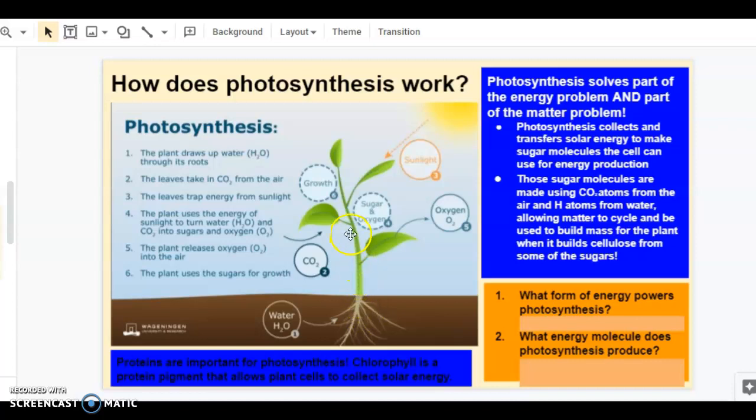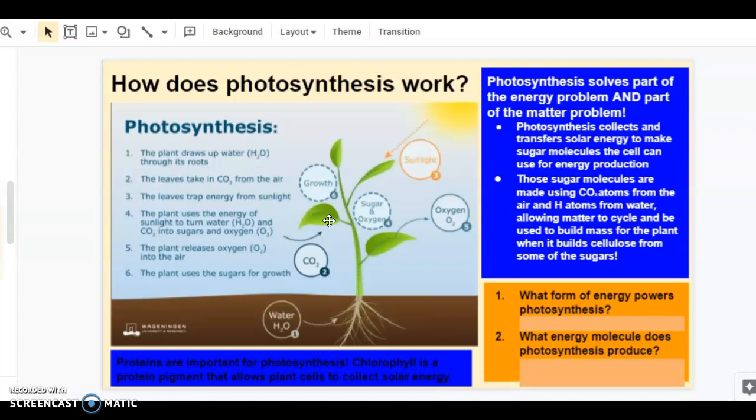That water moves up, up, up through the plant and into all the cells of the plant. At the same time, the leaves are taking in CO2 from the air, coming in through small pores on the bottom of the leaf. The leaves also have a protein called chlorophyll in their chloroplasts that allow them to collect and transfer solar energy. What are they going to use that energy to do?